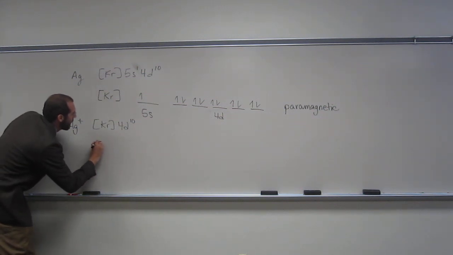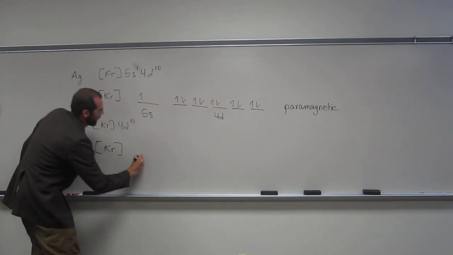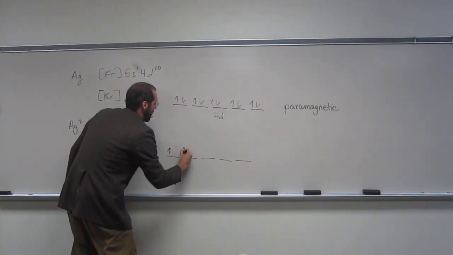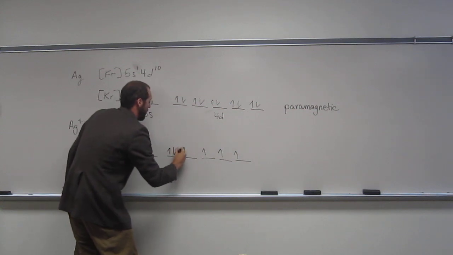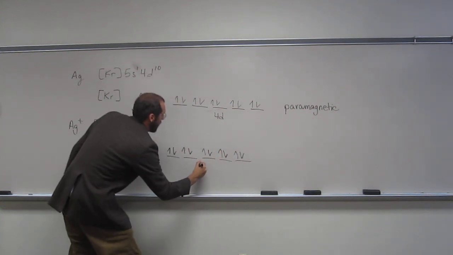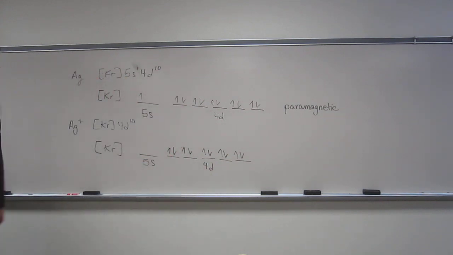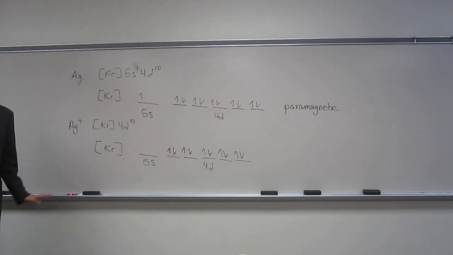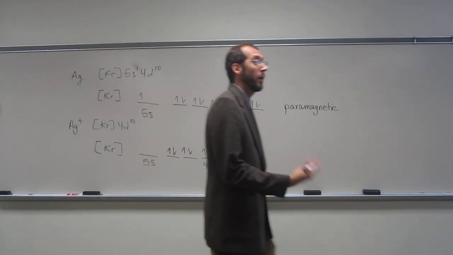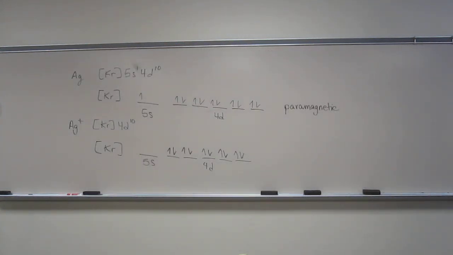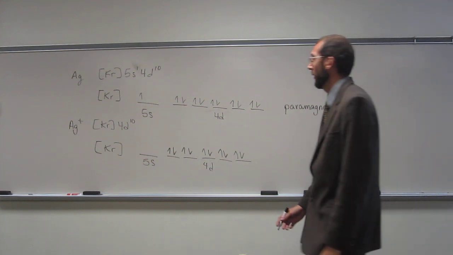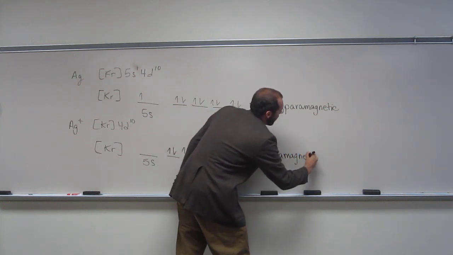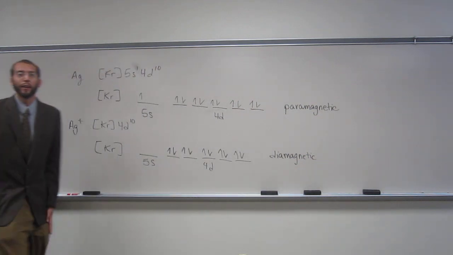So when we draw the condensed orbital diagram, it's still got the filled 4d, right? But does it have any unpaired electrons? No. So, in fact, if you put this through the same experiment as the silver atom itself, it would not be affected by the external magnetic field. So we call this diamagnetic. Not affected by the external magnetic field.